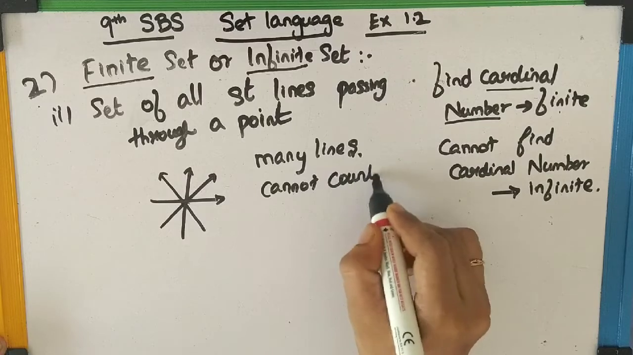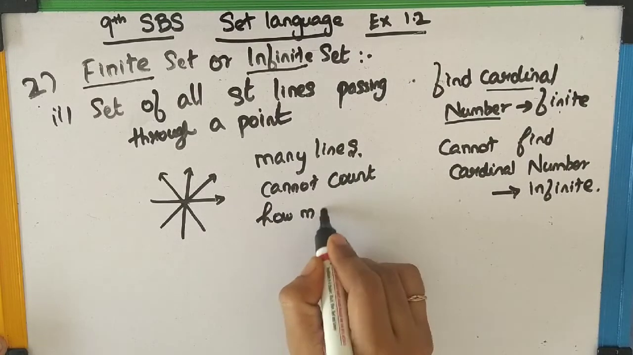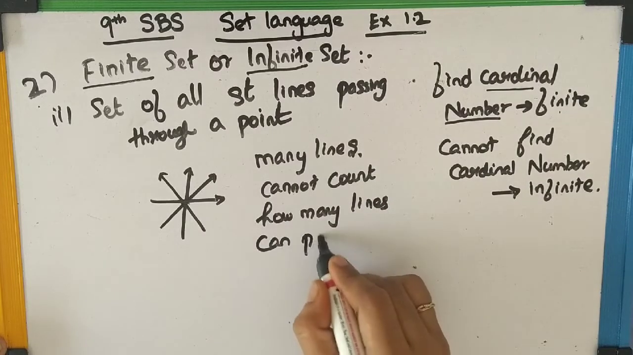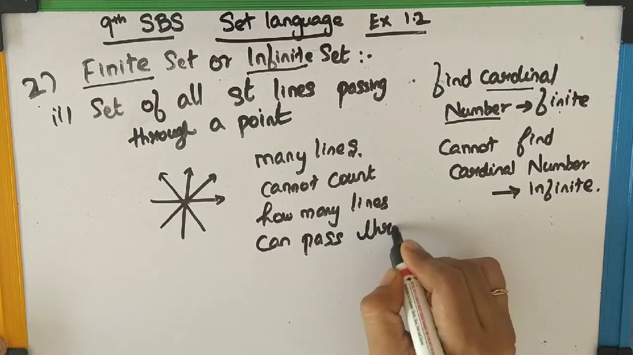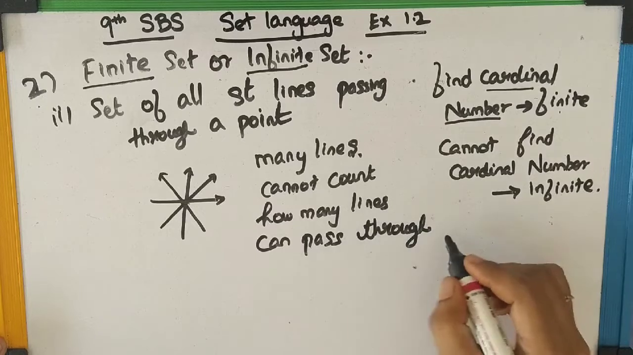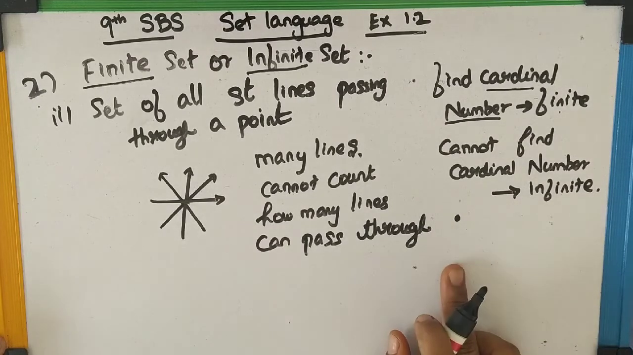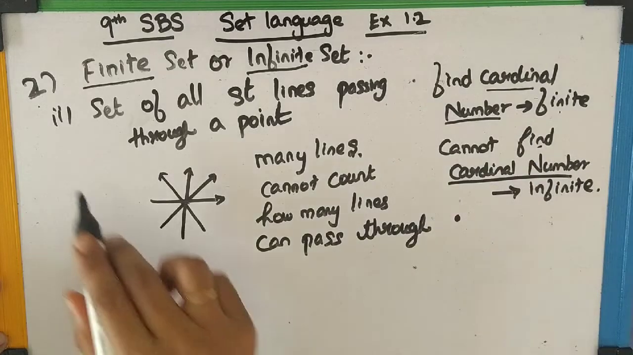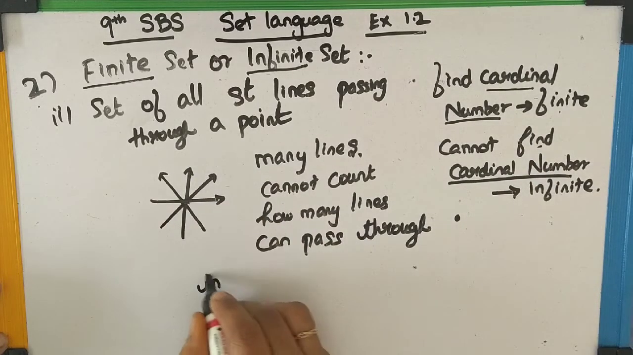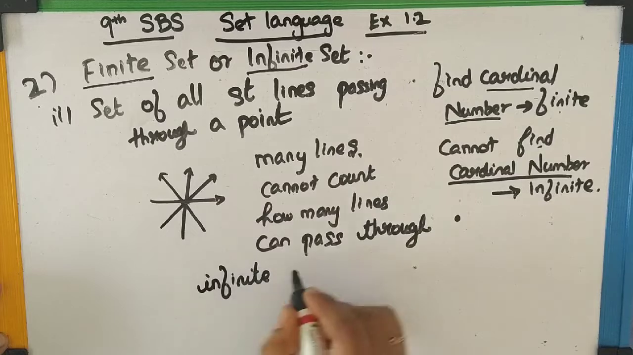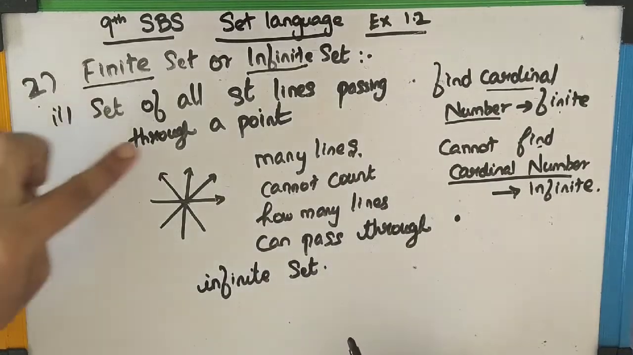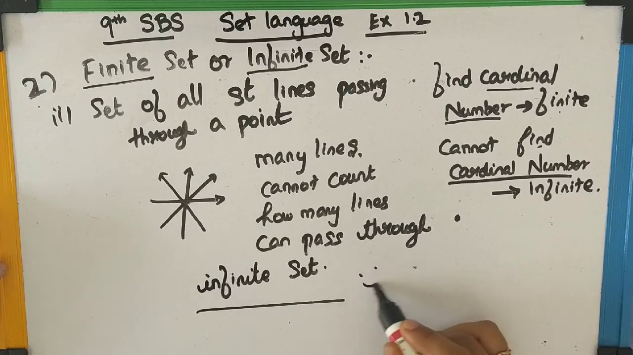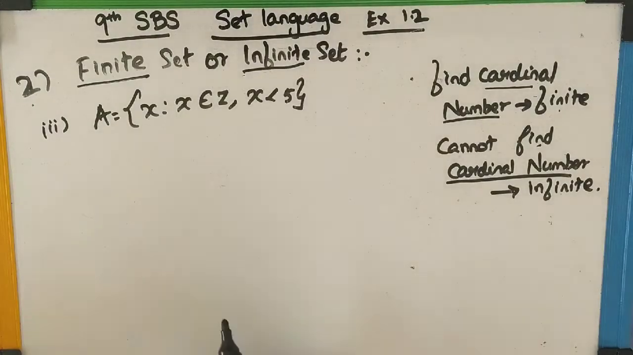So, the set of all straight lines passing through a point can't be listed as a set. And the cardinal number of it, that is the number of lines, cannot be counted. So, a cardinal number cannot be found for this set. Okay? So, as a cardinal number can't be found, it is an infinite set. That is, the set of all straight lines passing through a point is an infinite set. I hope you are following me, children. Okay. Now, let's go to the next question.